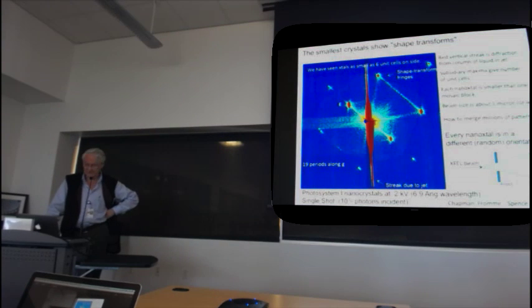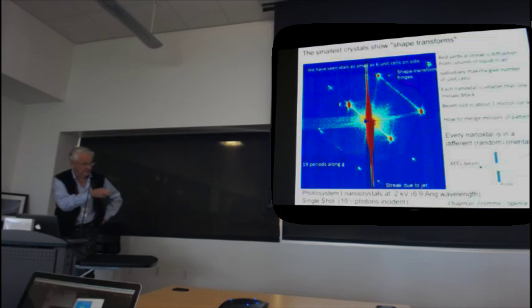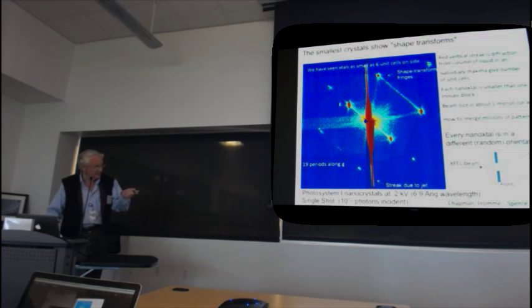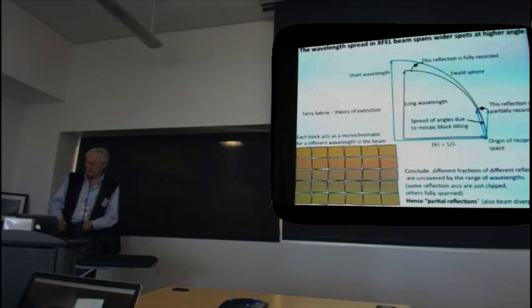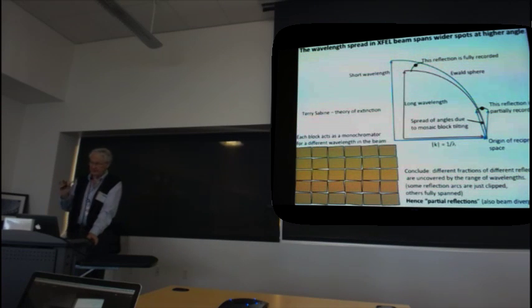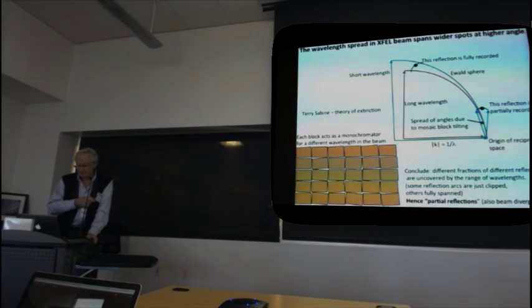So here are the fringes between the Bragg spots for the third case, where you have tiny, submicron crystals, which produce interference fringes between the Bragg spots, and I'm calling that shape transforms. When people talk about shape transforms, they mean these interference fringes running between the Bragg spots that you get from the very smallest crystals, just as you do from a finite optical diffraction grating. By counting up these fringes, you can tell the size of the crystal. Now, an important point that will be emphasized, I'm sure, today and tomorrow, is that the wavelength spread in the XFEL beam spans wider spots at higher angles.